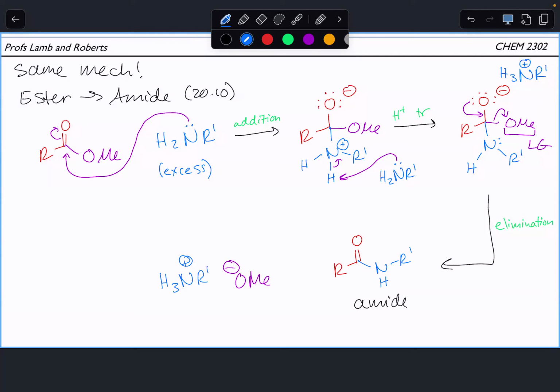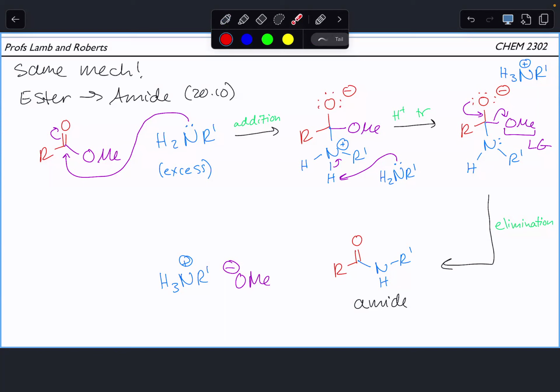So it's not different. The only thing that changed from the mechanisms we went over on Friday is what this X group is. It's the literal only thing that changed. So they're all the same. Questions? Okay. So that's making amides, right? So we now know we can make amides from acid chlorides, anhydrides, or esters.